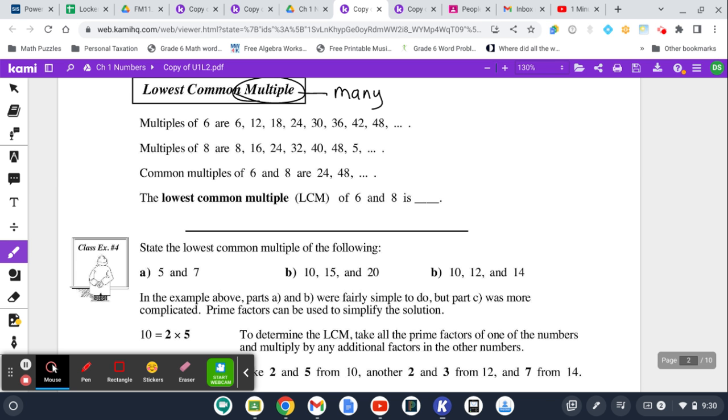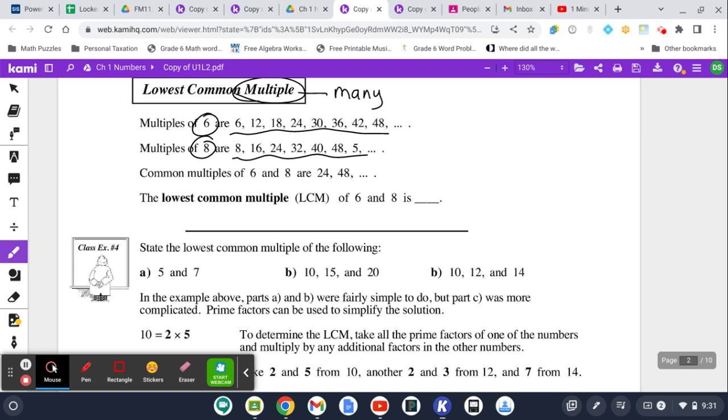Okay, so check this out. If I was talking about multiples of 6 and multiples of 8, I could make a big long list. See the list? And then I could say, what is the lowest or the smallest common multiple of 6 and 8?